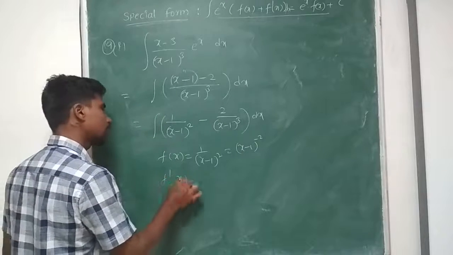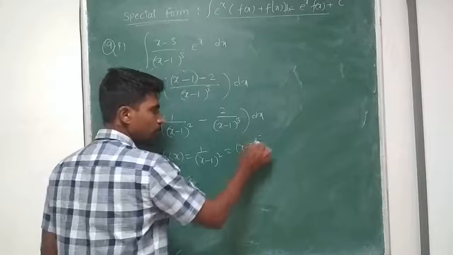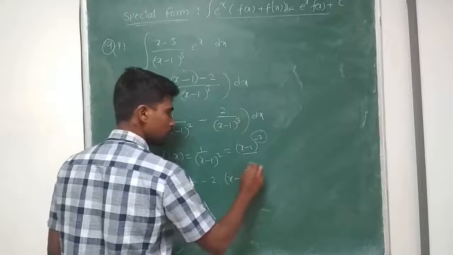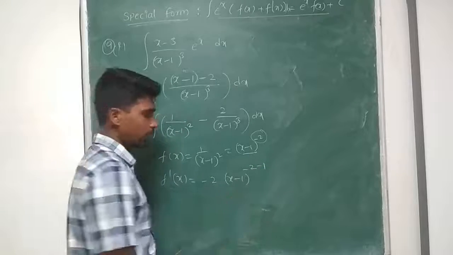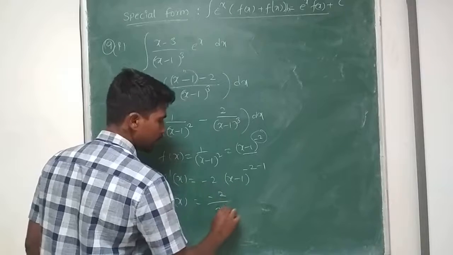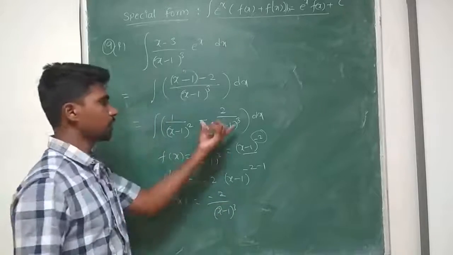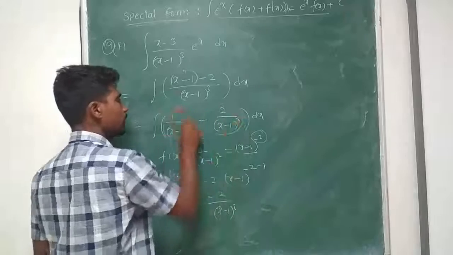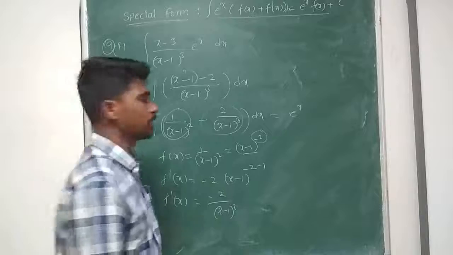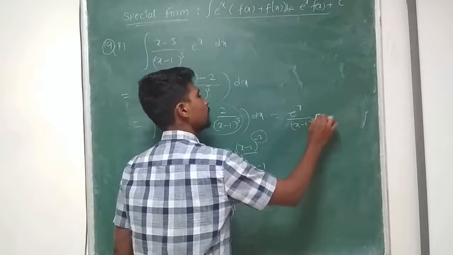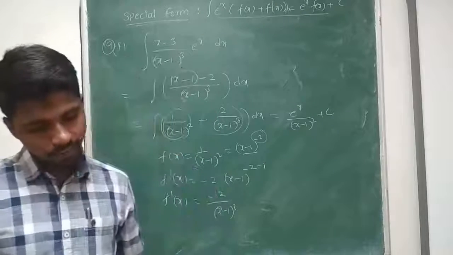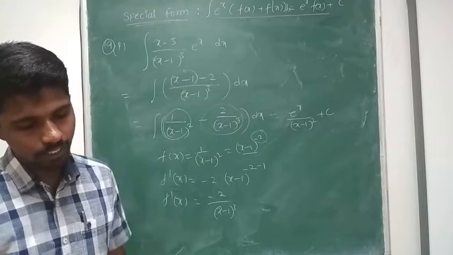So what about f dash of x? f dash of x is equal to n into, so minus 2 into x minus 1 power n minus 1, minus 2 minus 1, which is nothing but minus 3. So I get f dash of x as minus 2 by x minus 1 power 3, which is nothing but this. So this is f dash of x and this is f of x. So our answer is e power x into 1 by x minus 1 the whole square plus a constant c. So later, 2 plus sin 2x by 1 plus cos 2x into e power x dx.